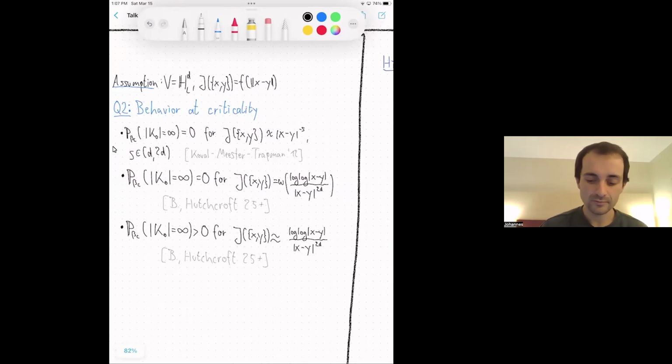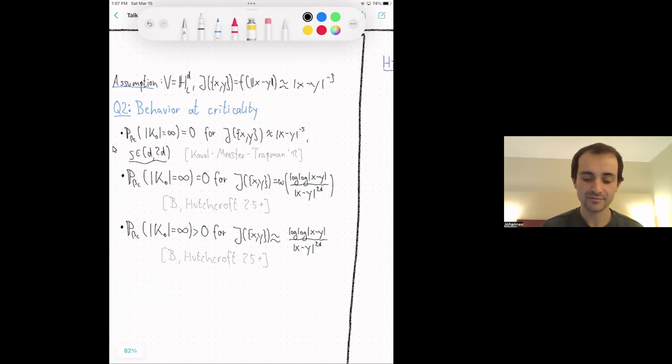So we have the same assumptions as before again. This function decays like the distance on the hierarchical lattice to the power minus s. Under these assumptions, Kowal, Meester, and Trapman proved that you have a continuous phase transition when s is between d and 2d.